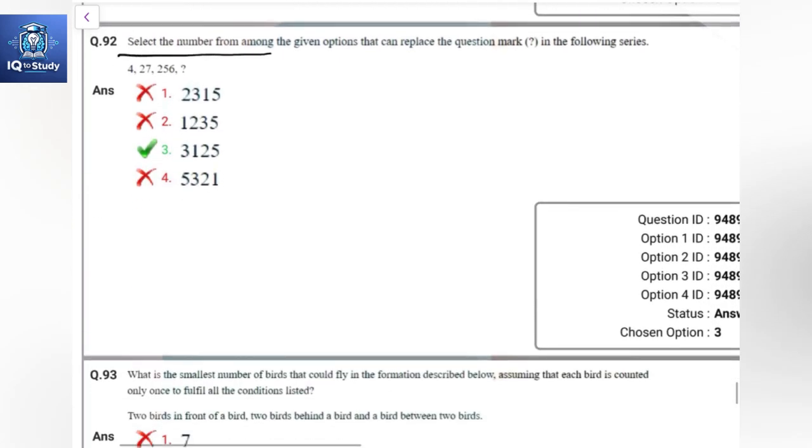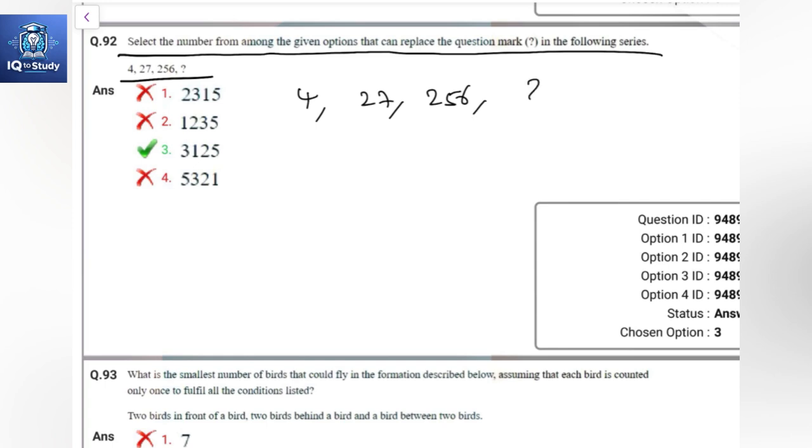Select the number from among the given options that can replace the question mark in the following series. The series is given as 4, 27, 256 and question mark. The logic is 2 square is 4, 3 cube is 27 and 4 power 4 is 256, and the next will obviously be 5 power 5. We know that 5 power 5 is equal to 3125, which is option number 3.